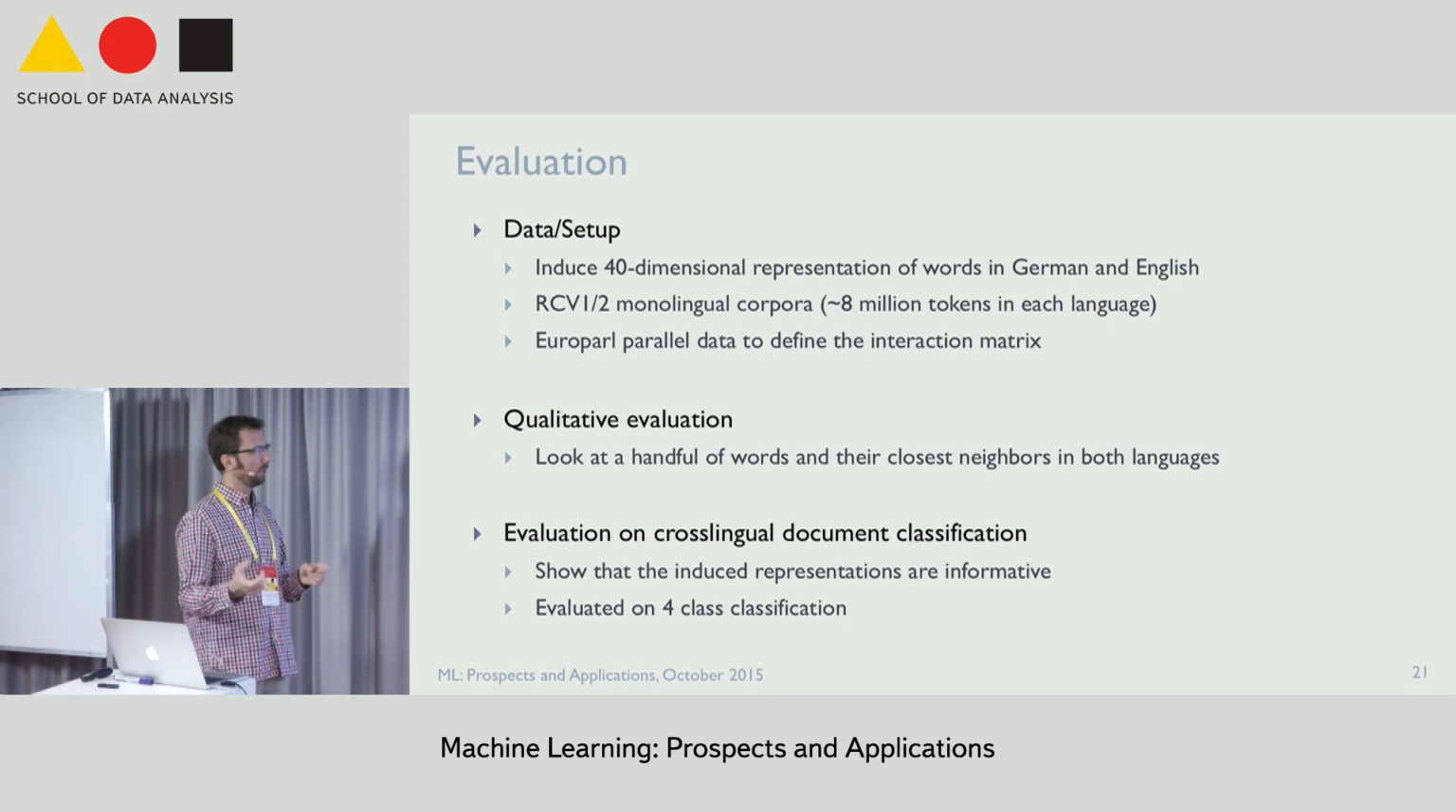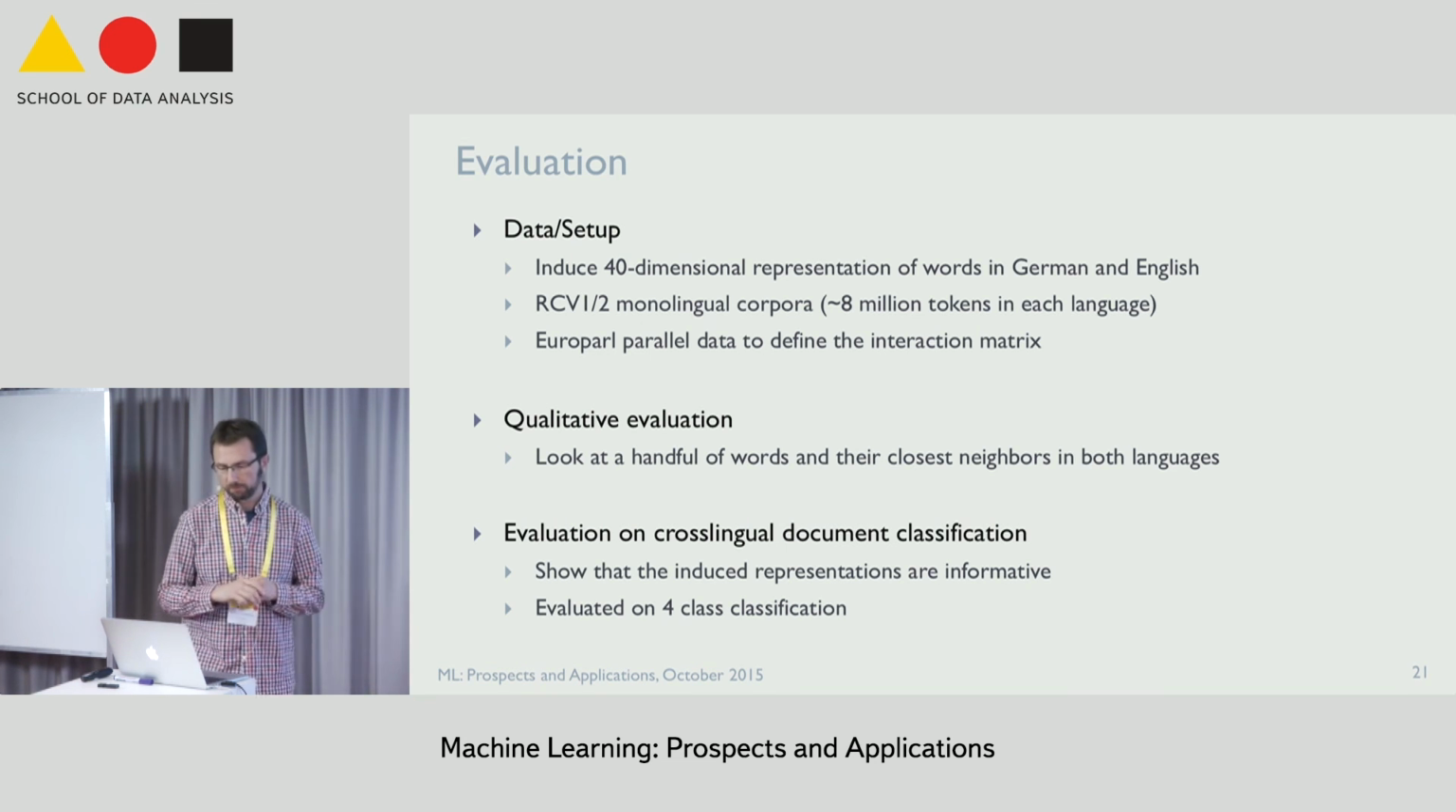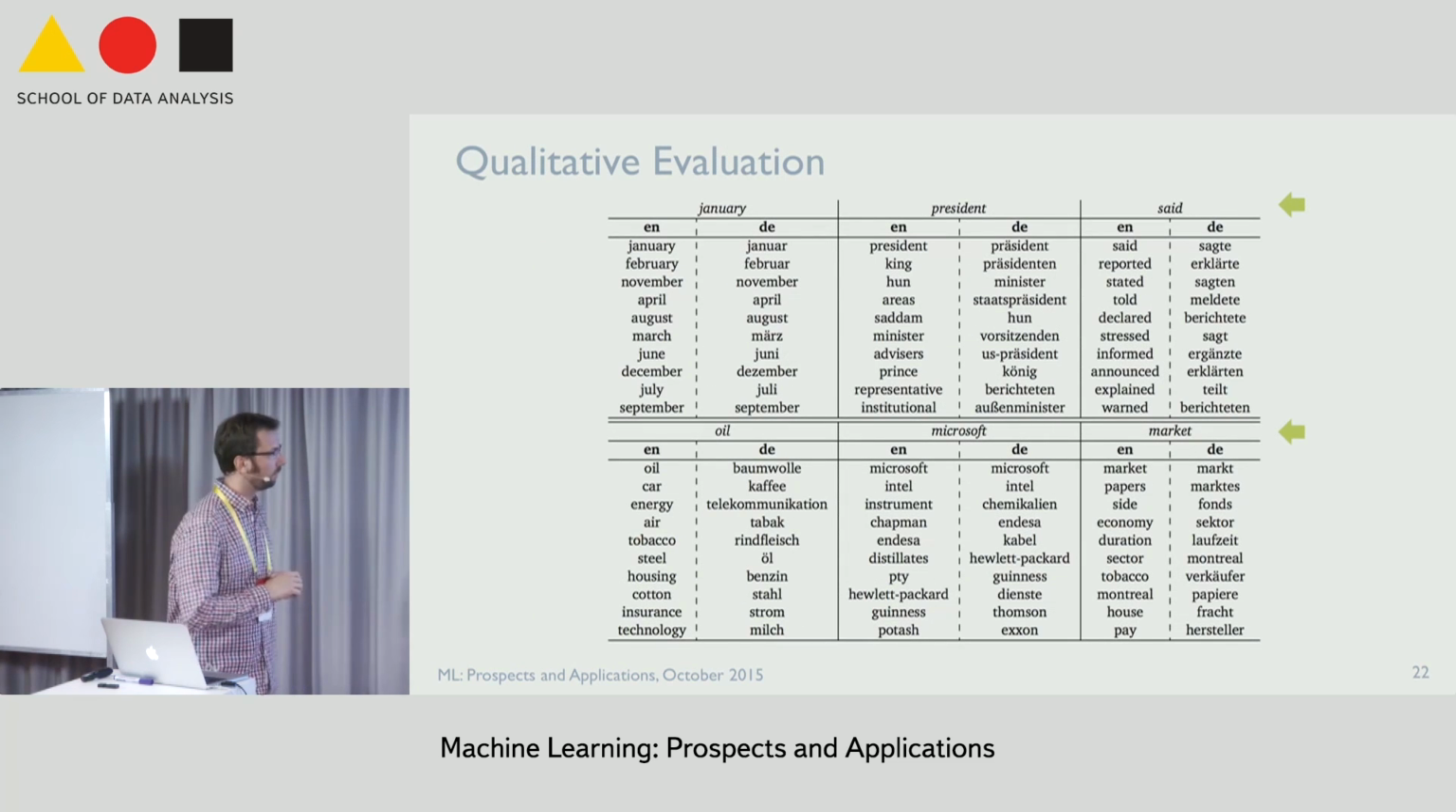The first thing is we'll take a handful of words and look at the neighboring words that we induce in both languages and see what it looks like. And then we'll run a very toy example of document classification to see if the cross-lingual embeddings that we induce are informative in this direct transfer setting that I mentioned in the beginning of the talk. So let me show you a couple of examples.